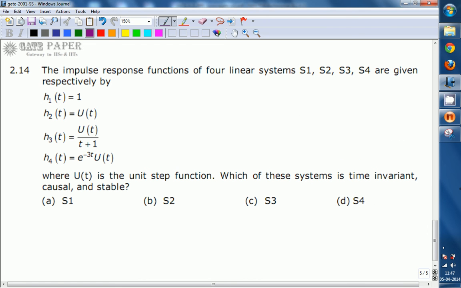Now we are going to discuss a question from signals and systems given in GATE 2001, on the classification properties of signals. Here the impulse response functions of four linear systems S1, S2, S3 and S4 are given respectively by h1 of t equals 1, h2 of t equals u of t, h3 of t equals u of t by t plus 1, and h4 of t equals e power minus 3t u of t, where u of t is the unit step function. Which of these systems is time invariant, causal and stable?